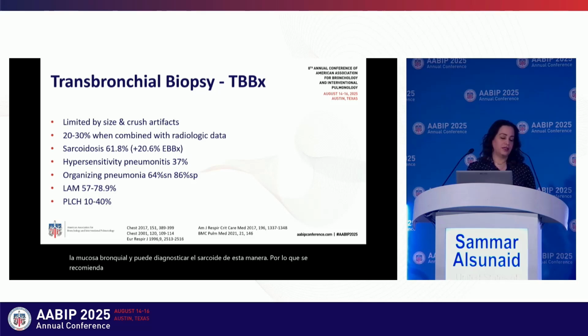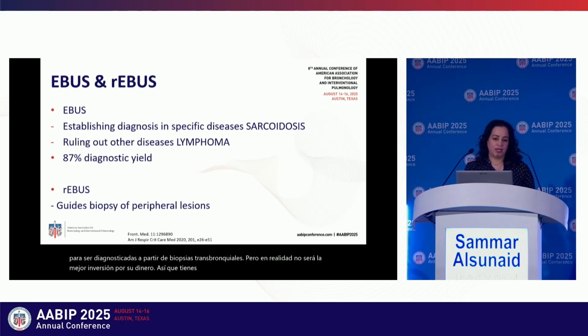Now we've moved to transbronchial, which is your next step in your biopsying journey. It is limited, small size, there's a lot of crush artifacts, so diagnostic yield still isn't that great, 20 to 30% in most published literature. Certain ILDs may have a higher chance of being diagnosed from transbronchial biopsies, but really it won't be the best bang for your buck. So you've got to consider what else to do.